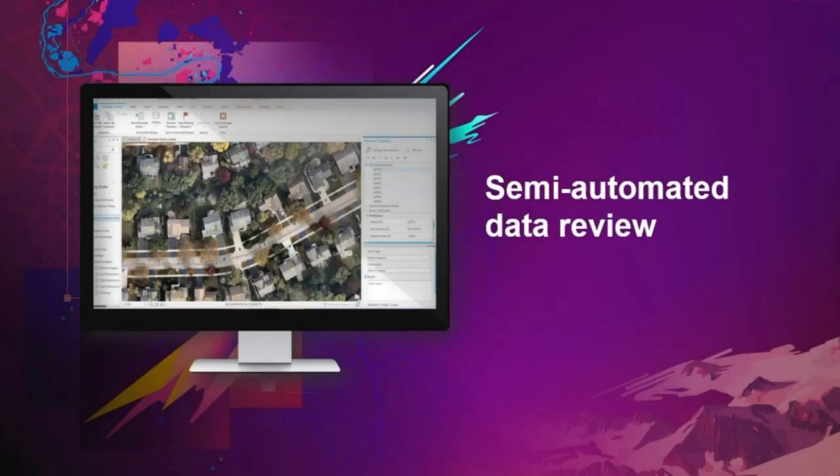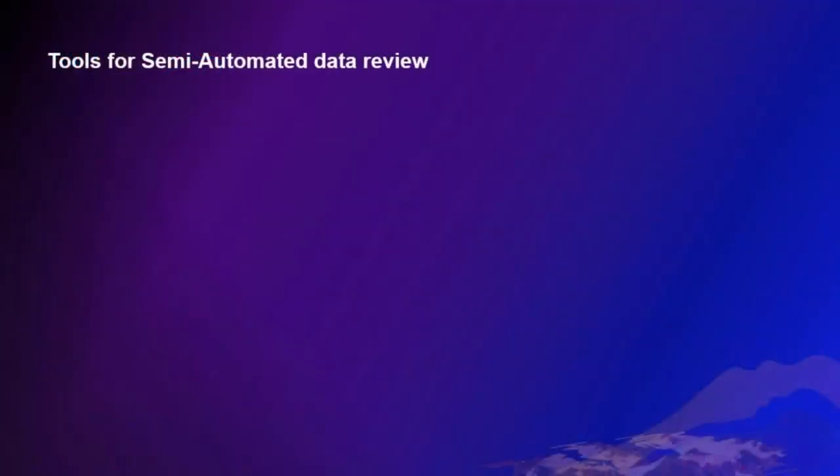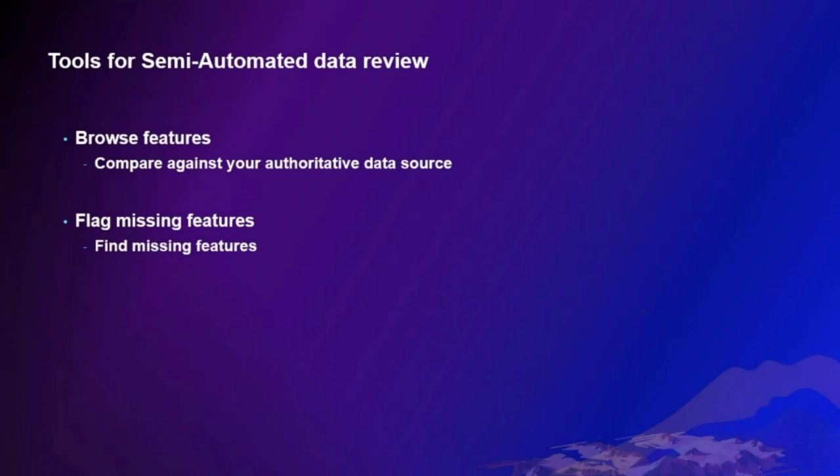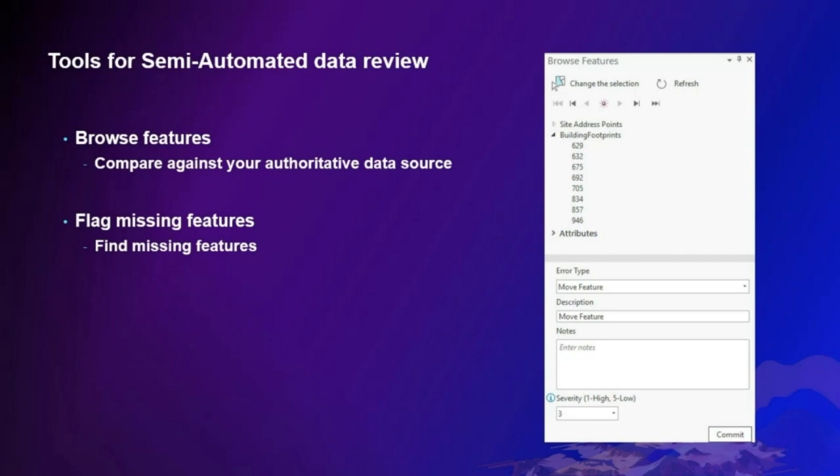Now that we have leveraged automated workflows that detect features which do not meet our quality requirements, we will now focus on tools for conducting a semi-automated review of our data. In ArcGIS Pro, Data Reviewer offers two tools for semi-automated review for data quality: Browse Features and Flag Missing Features. The Browse Features tool is used to navigate through a selection of features to compare them against another authoritative data source, such as a recent aerial survey, to identify errors. Any inconsistencies that are observed can be logged as an error specifying the necessary corrective action for your organization's editor.